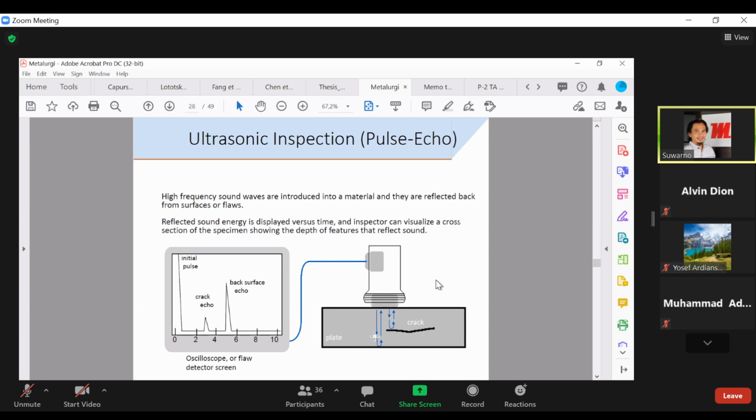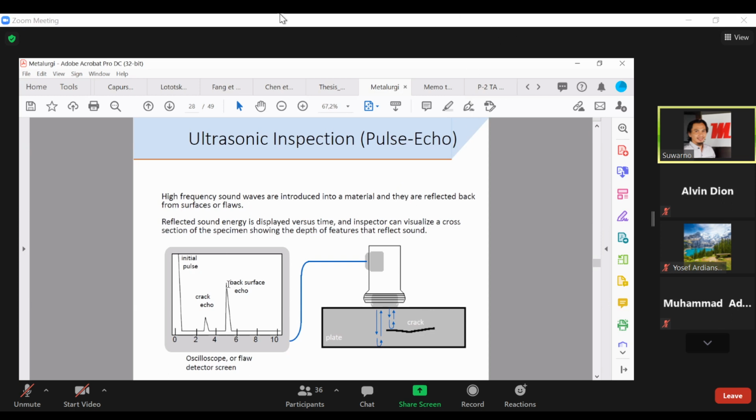If there is no crack, then you see that the bouncing echo will be far away from the initial pulse, in this peak here. So this is about 5 here. So it is above 5. There will be no crack here.